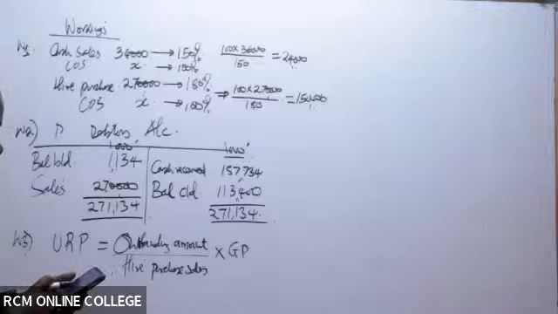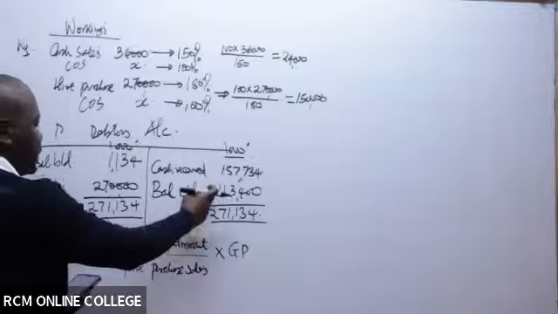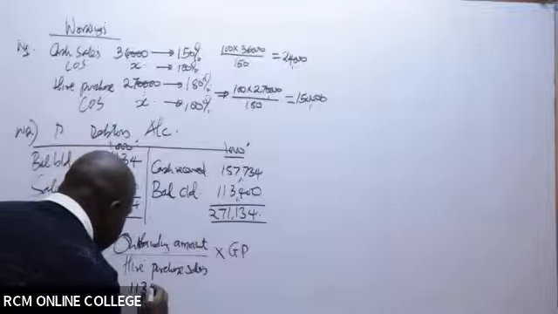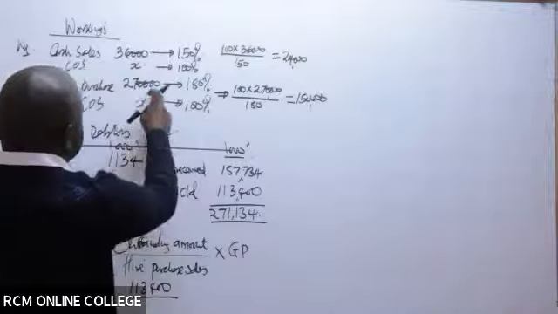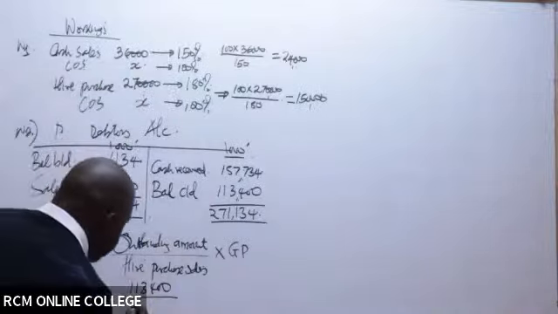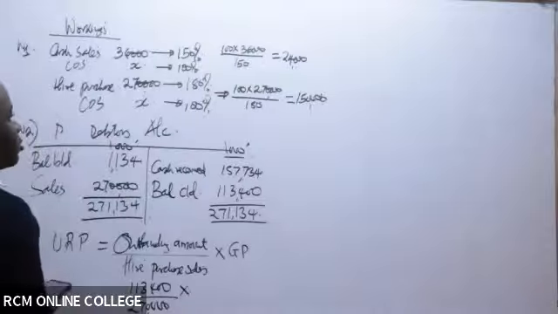So the amount outstanding by the end of the year is 113,400. It will be 113,400, divided by the hire purchase sales, which are here, 270,000, multiplied by the gross profit. So how do you get the gross profit?